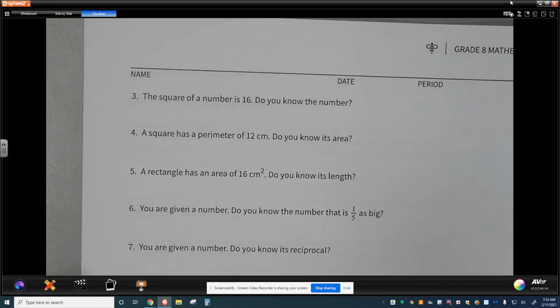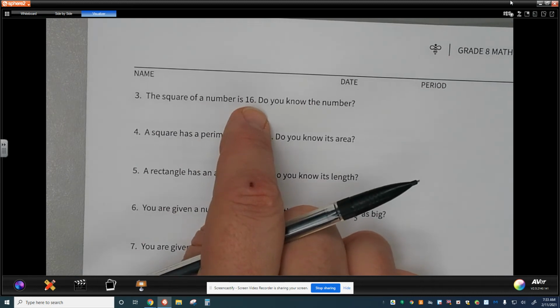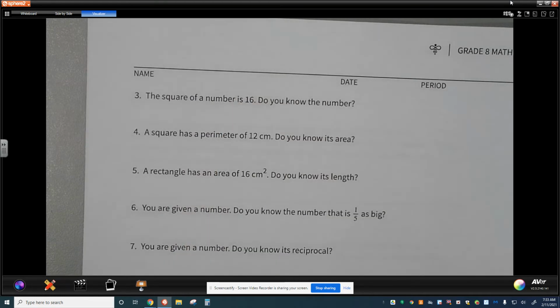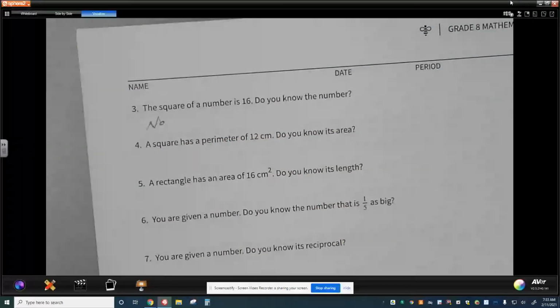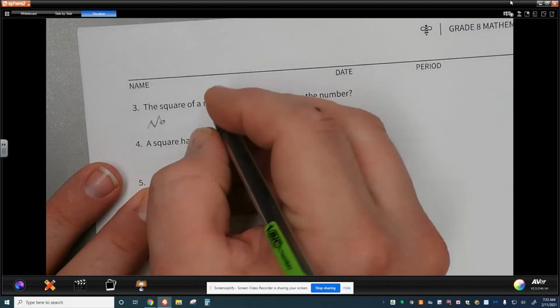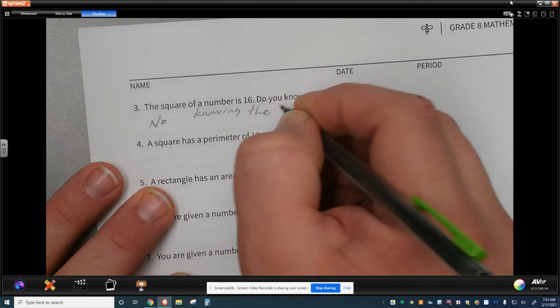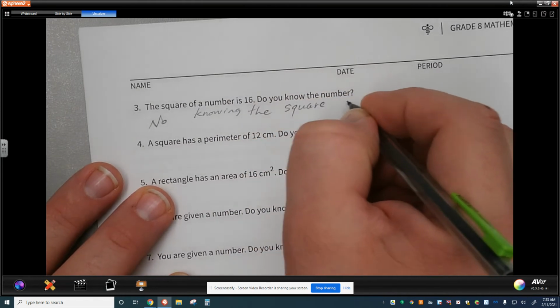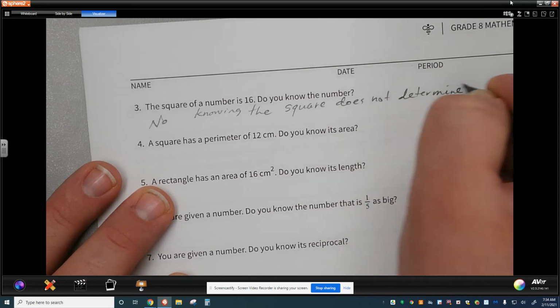So how about this? The square of a number is 16. In this case, remember how this one had the output with it? We said that we could have 4 and -4. What that means is that this is a no statement. And the reason for that is because knowing the square of the number does not actually determine the number.